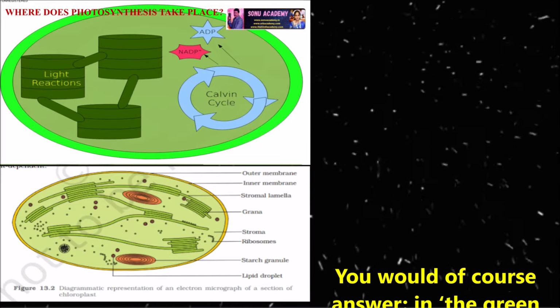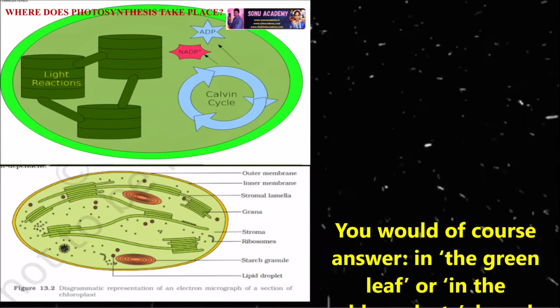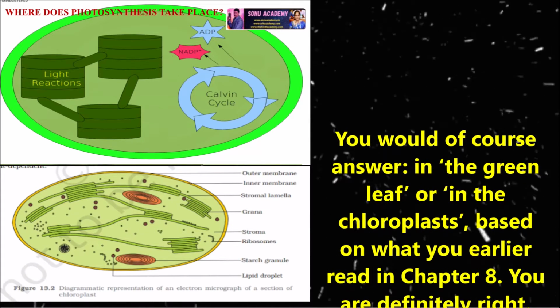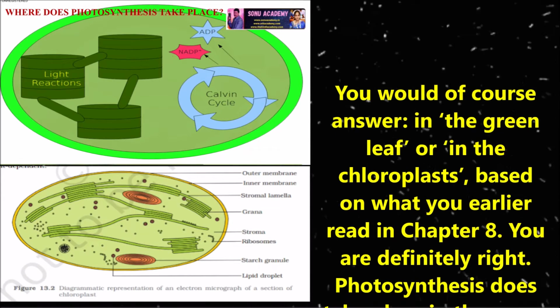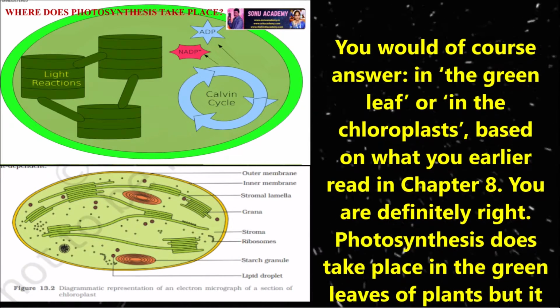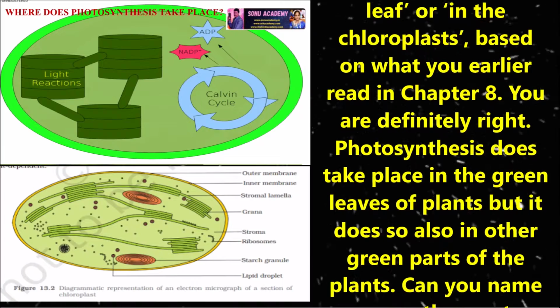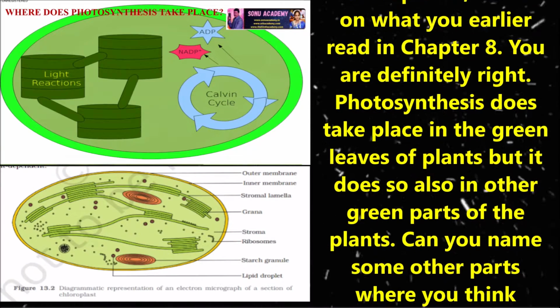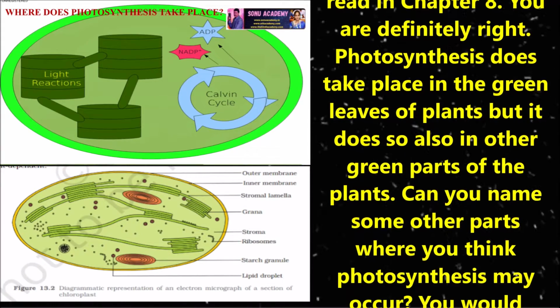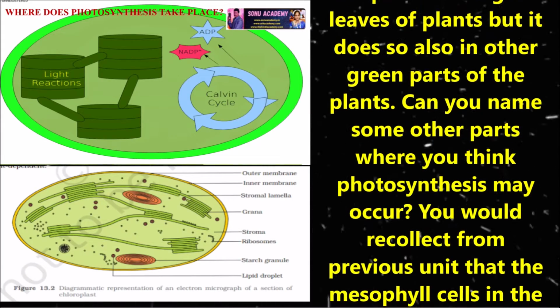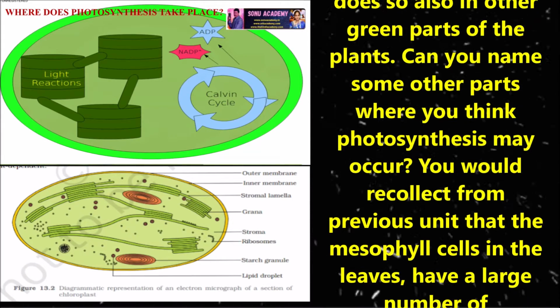Now let us discuss where photosynthesis takes place. Children, you would of course answer in the green leaf or the chloroplast. Based on what you earlier read in chapter 8, you are definitely right. Photosynthesis does take place in the green leaves of plants, but it does so also in other green parts of the plants. Can you name some of the other parts where you think photosynthesis may occur?